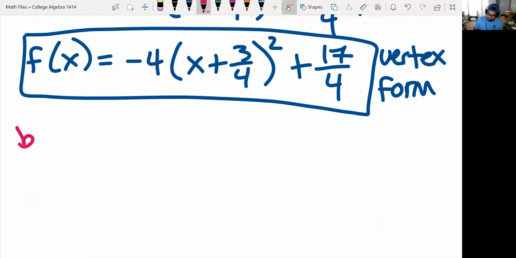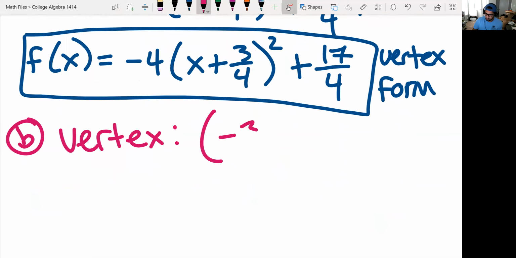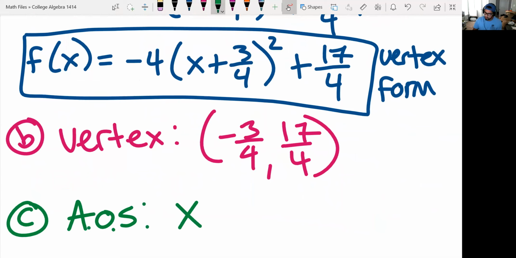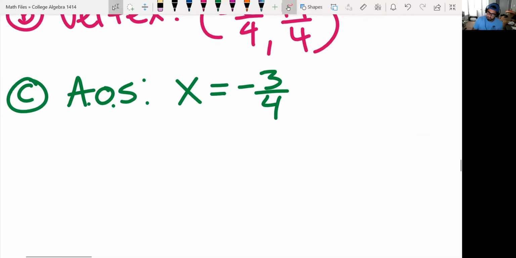Which means now the easy stuff comes, right? Vertex: -3/4, 17/4. Axis of symmetry: x is -3/4. Time for some work.